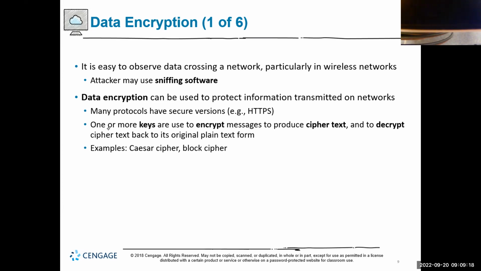Many protocols have a secure version. So think about HTTPS here. HTTP is in plain text when you are using the web browser, right? But you use HTTPS that secures it, encrypts it here. So in order to do data encryption, you need one or more keys to encrypt the message to produce the ciphertext. And of course, when you transmit it, you convert from plain text to the encrypted message. But when you receive it, you want to decode it to bring it back to the plain text here. And you have some very simple examples with the Caesar cipher or block cipher here.